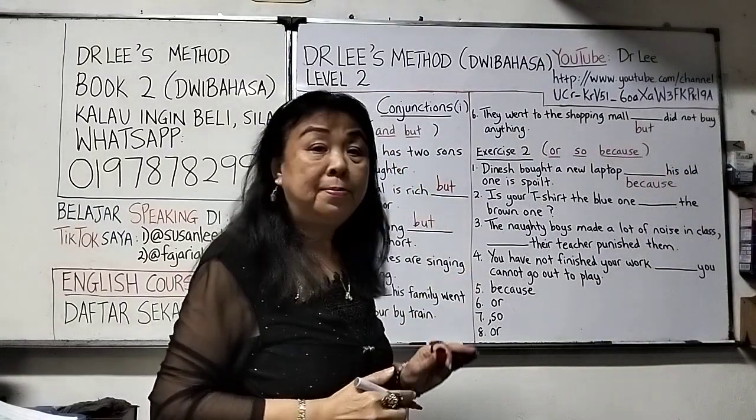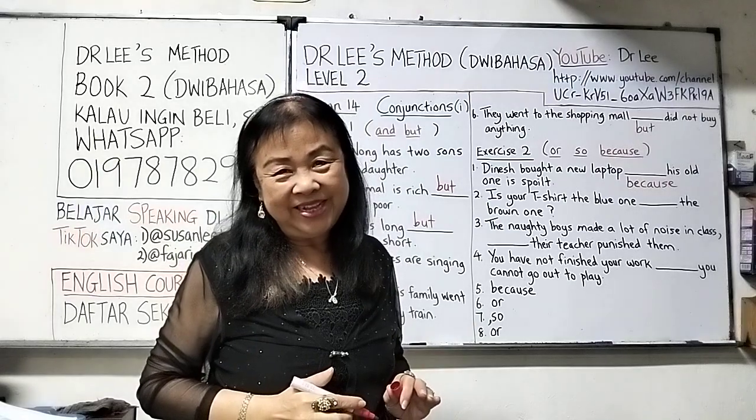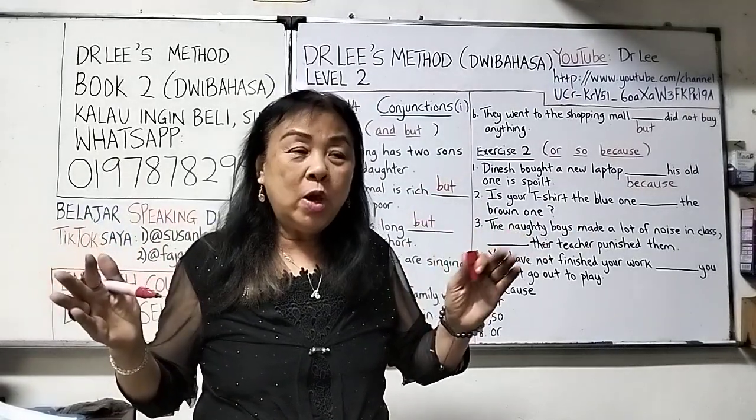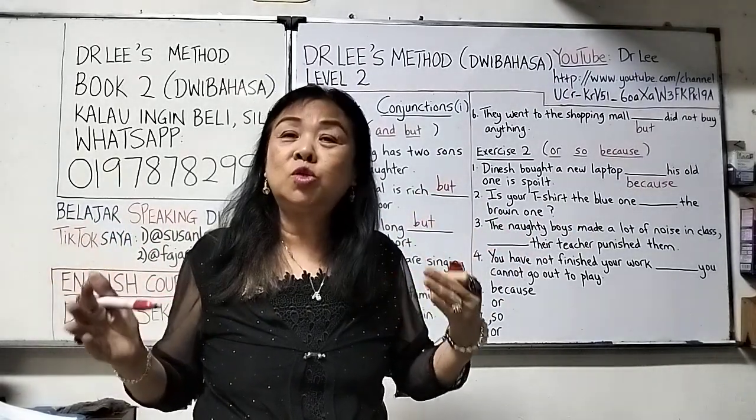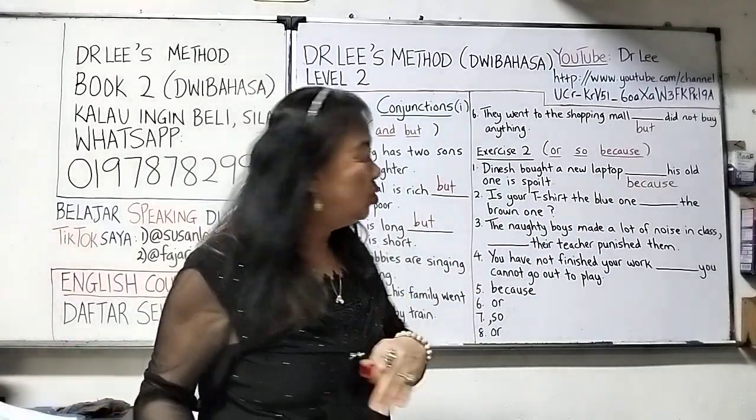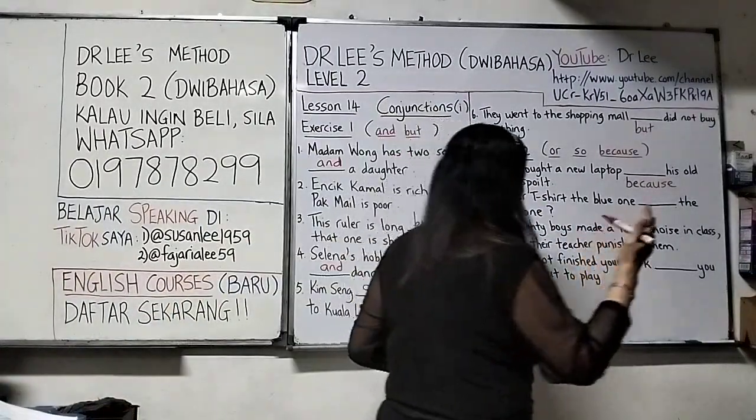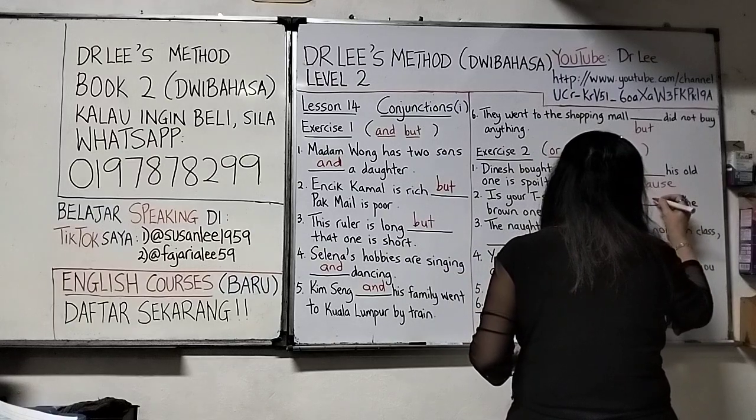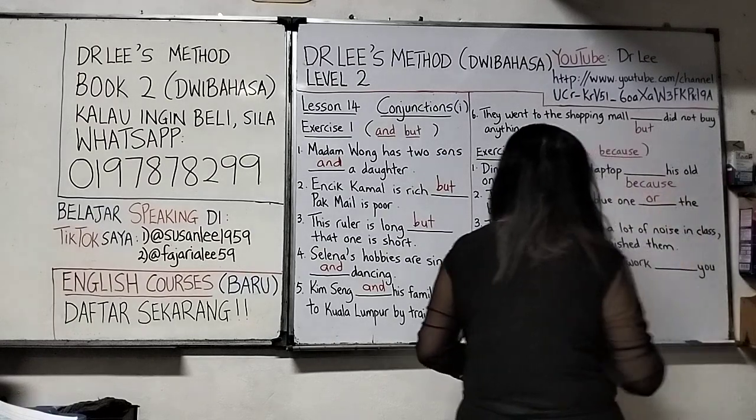Is your t-shirt the blue one or the brown one? You are given a choice. When we ask or, usually it's a choice, this or that. So you are choosing one. The blue one, the brown one. Therefore the answer is or.